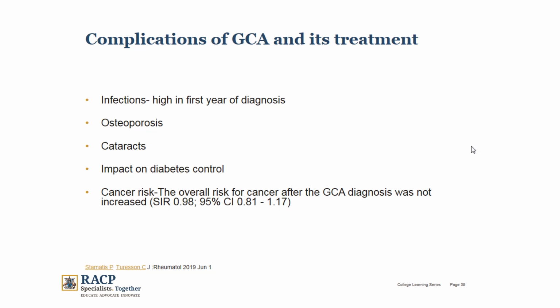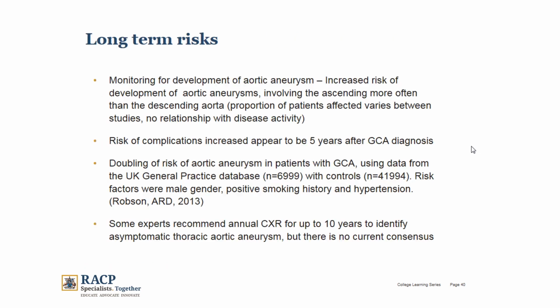One has to bear in mind there are complications associated with steroid therapy, including osteoporosis, cataract formation, and the impact on diabetes control. Interestingly, the overall cancer risk after the diagnosis of GCA was not particularly increased. There are long-term risks associated with giant cell arteritis, and one needs to monitor for aortic aneurysm.